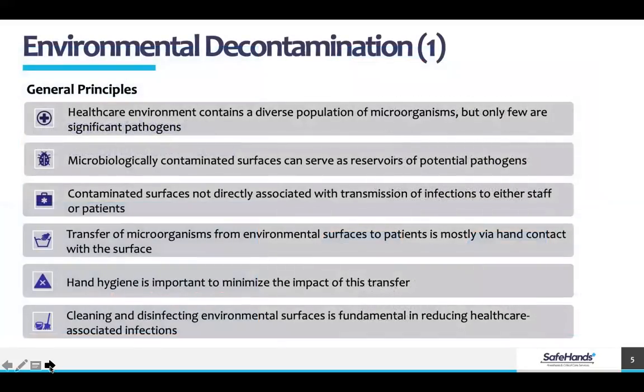Environmental decontamination, the general principle: healthcare environments contain a diverse population of microorganisms, but only a few are significant pathogens. Microbiologically contaminated surfaces can serve as a reservoir of potential pathogens. Contaminated surfaces are not directly associated with the transmission of infection to either staff or patients. Transfer of microorganisms from any environmental surface to a patient is mostly via hand contact with the surface. Hand hygiene is important to minimize the impact of this transfer. Cleaning and disinfection of environmental surfaces is fundamental in reducing healthcare-associated infections.